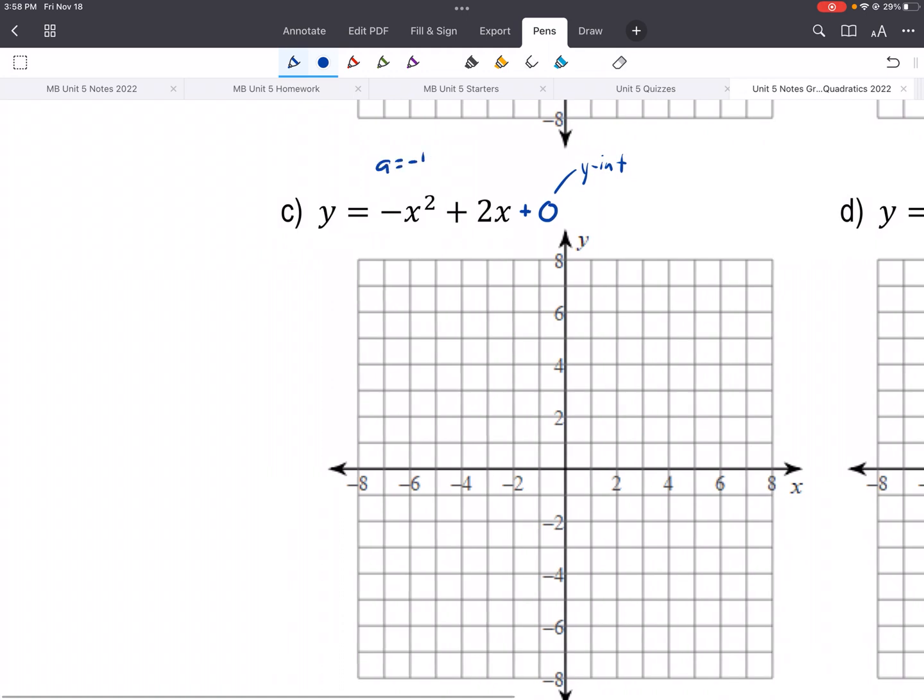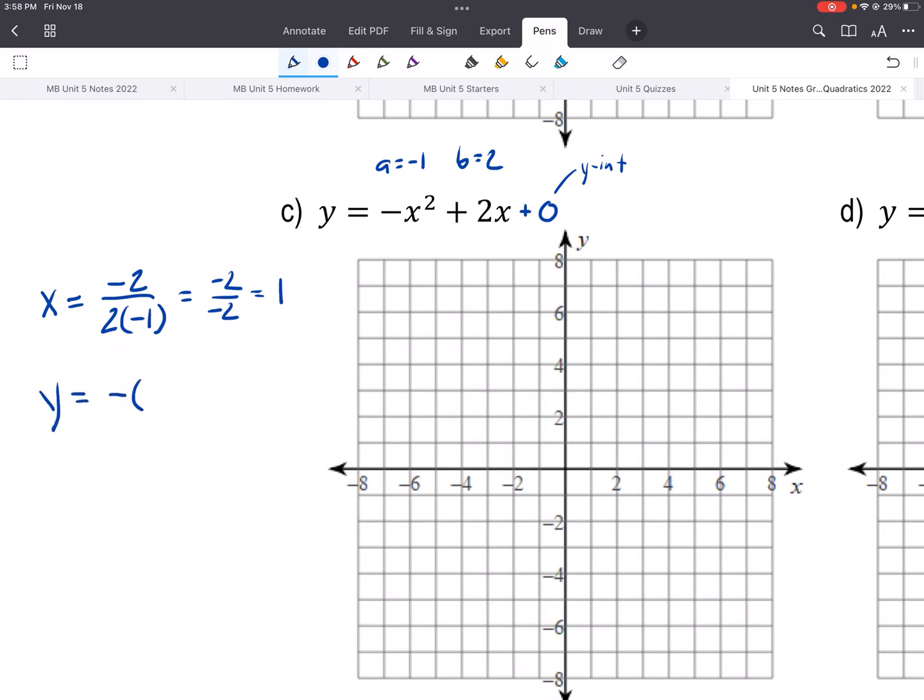We say a is -1, b is 2. So axis of symmetry is negative b, so -2 over 2 times -1. So -2 over -2, which gives us a +1. Now we'll plug that into our equation to find y. So negative parenthesis 1 squared plus 2 times 1. Again, that's -1 plus 2, which is 1. So our vertex is 1, 1.